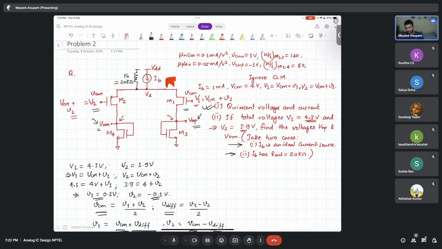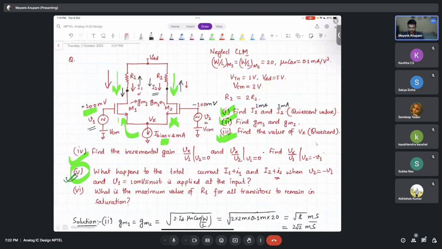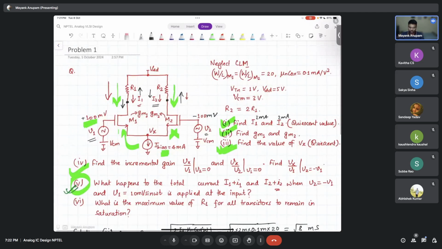It's actually exactly the same as this particular exercise. It's just that R1 and R2 here are replaced with 1 over GM3 and 1 over GM4, and the M1 and M2 are just PMOS instead of NMOS. That's all. Nothing else.